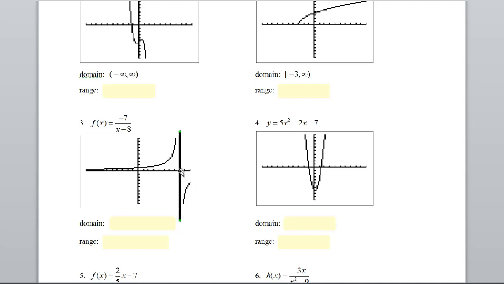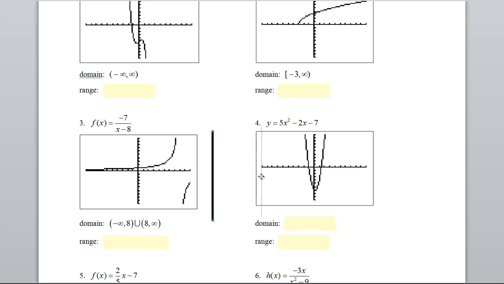But since I have a physical break at 8, if I use 8 here, that's division by 0. That's a no-no. I cannot use 8. But I can use any other x value as I go on out. So my domain will be negative infinity to 8, which I can't use, and then 8 to infinity. You use a union for an OR because you're indicating the usable x values.